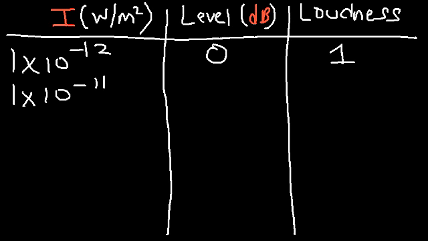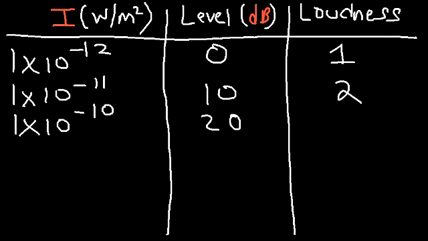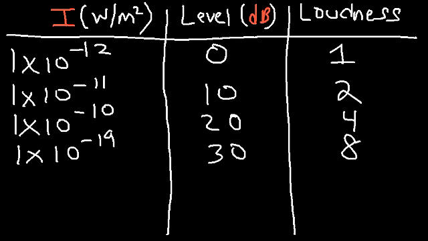The intensity level of this sound wave at that intensity will be 10 decibels, but it's going to sound twice as loud. So if we increase the intensity by another factor of 10, the sound level will increase by an addition of 10, and the loudness will increase by 2. So now it's 4 times as loud compared to this sound. So if we increase it by another factor of 10, this is going to increase by an addition of 10, and the loudness will be twice as loud as before. And I wrote negative 19, but I meant to write negative 9.